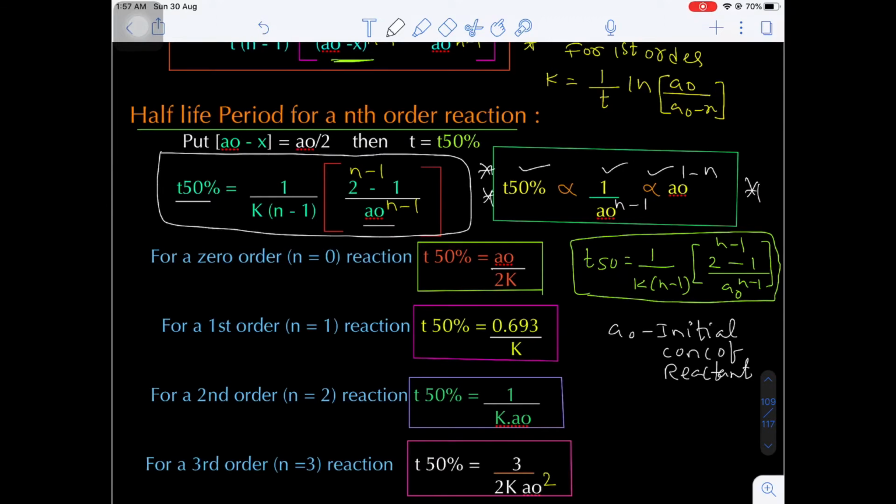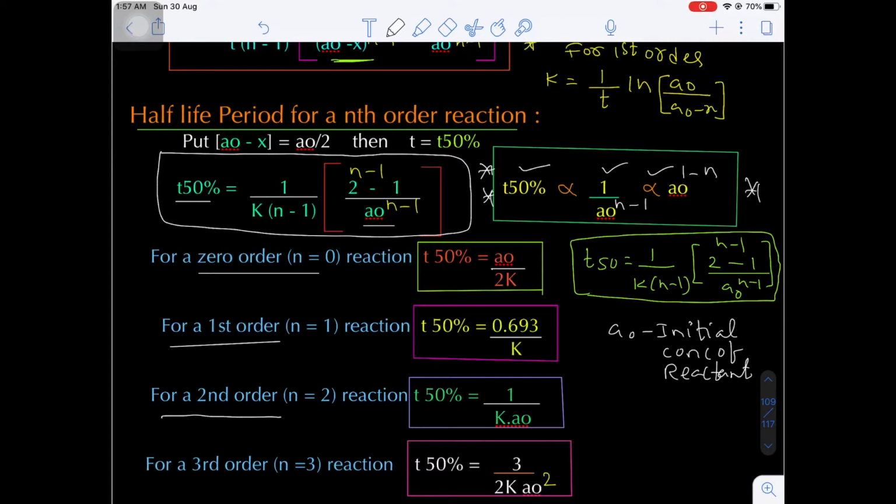Let's suppose in case of zero order kinetics, put the n value 0, so T50 will be equal to a0 by 2k. We completed the zero order kinetics: half-life time is a0 by 2k. Come to first order reaction. In case of a first order reaction, T50 will be equal to 0.693 by k.